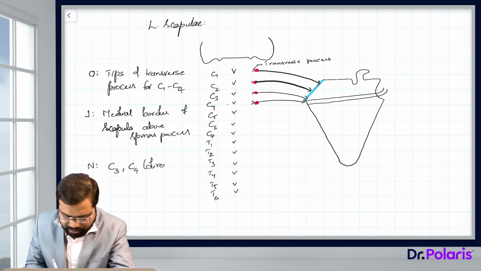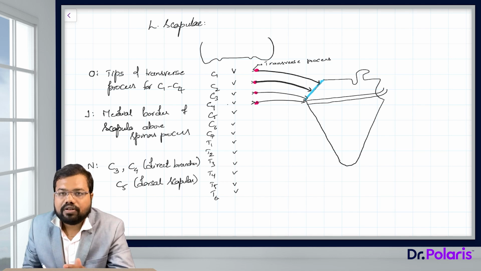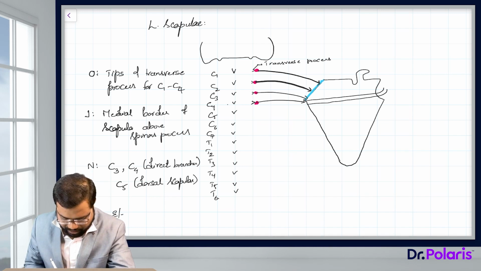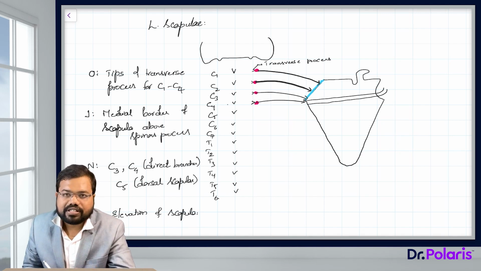There are direct branches from C3 and C4, but there is another branch which is supplying C5, that is the dorsal scapular nerve. The dorsal scapular nerve, which is a branch from the brachial plexus, will be supplying the levator scapulae, but it also receives the direct branches from C3 and C4. And what are the actions? The levator scapulae elevates the scapula. Elevation of the scapula is the action of levator scapulae, the first muscle of the second layer, right?